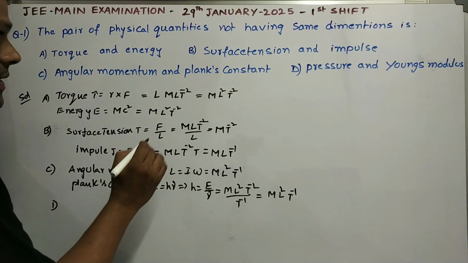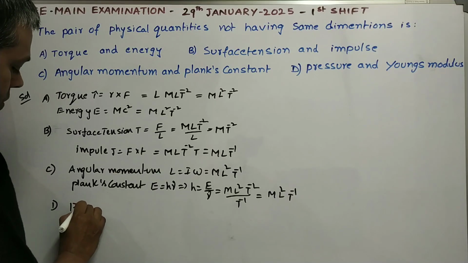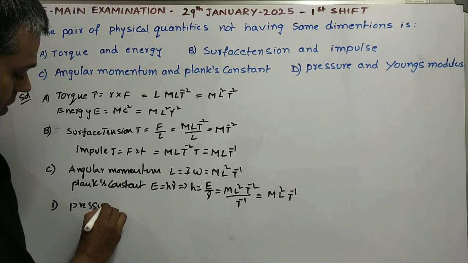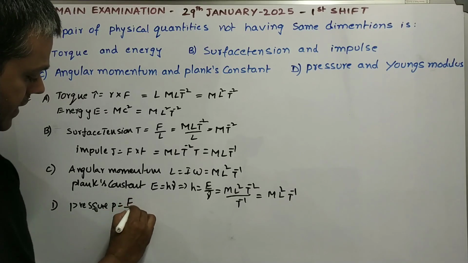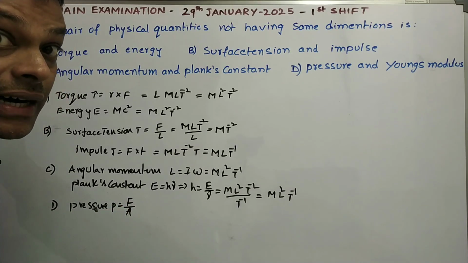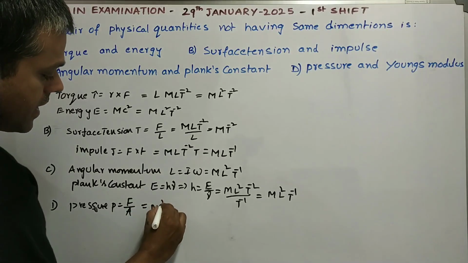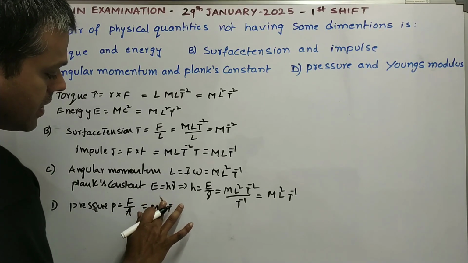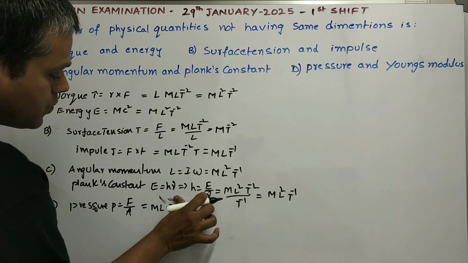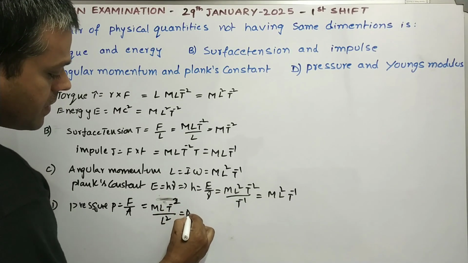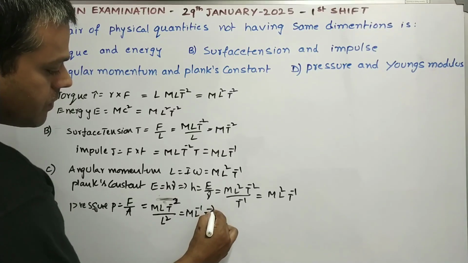And the fourth option is pressure and Young's modulus. Pressure P is equal to force acting normal to the surface area. That means M L T power minus 2 by L square. That means M L power minus 1 T power minus 2.